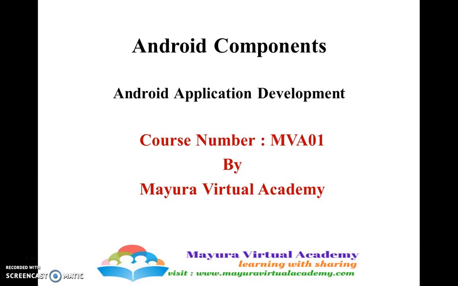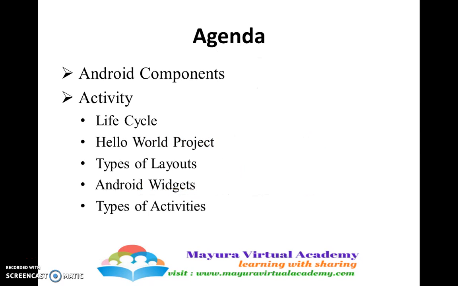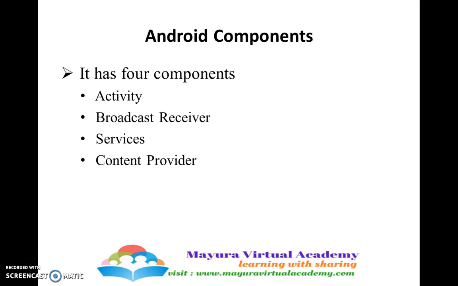In this session, we'll be learning about Android components. The agenda for this course is Android components. Totally there are 4 Android components, and we'll be concentrating on one Android component, that is activity, and we'll be learning in detail about activity. As I told earlier, Android has 4 components. One is activity, second is broadcast receiver, third is services, and the final one is content provider.